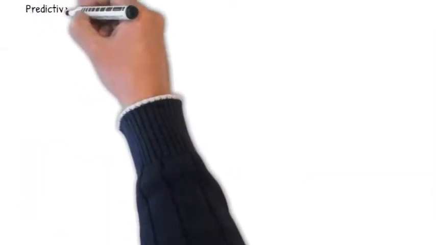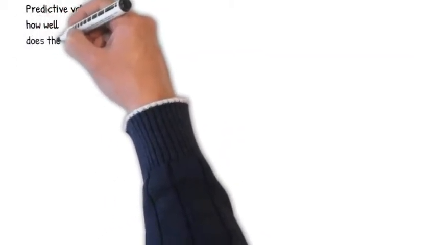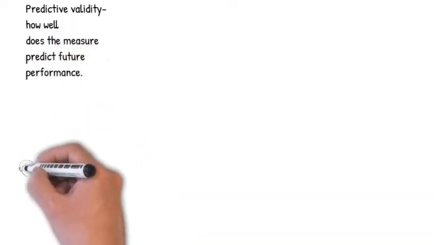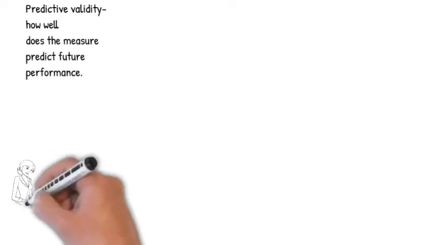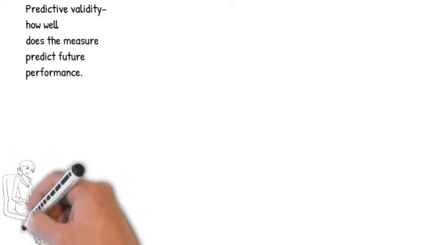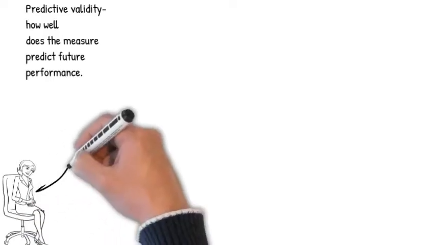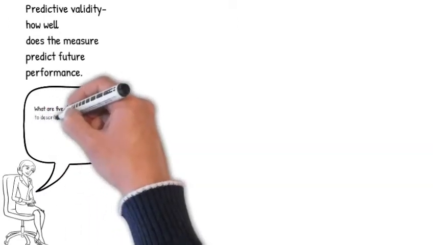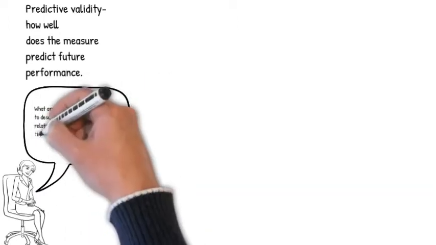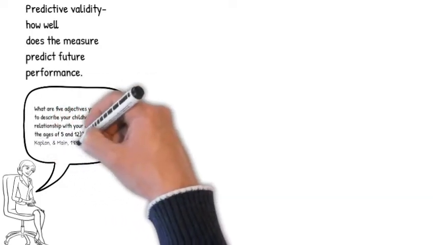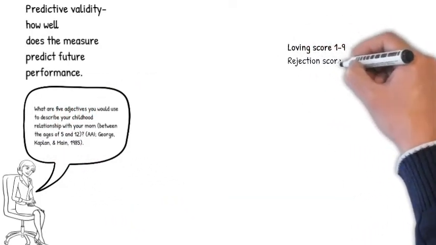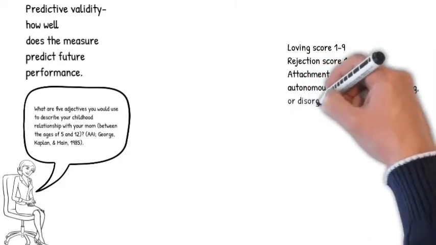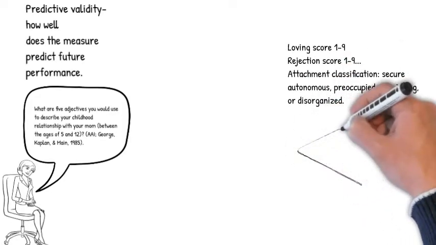Another subtype of validity is called predictive validity. Predictive validity evaluates how well an assessment predicts future performance. For example, with the adult attachment interview, an assessment that includes a semi-structured interview with both qualitative and quantitative virtues, an interviewer asks a participant, what are 5 adjectives you would use to describe your childhood relationship with your mother? Among many other questions. The trained raters or coders then assess the transcript of the interview, seeking to quantify the qualitative information in order to obtain an attachment classification.